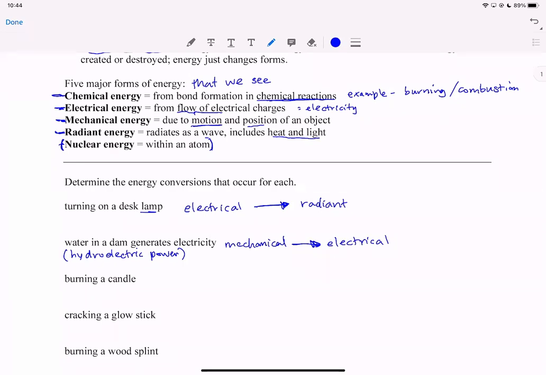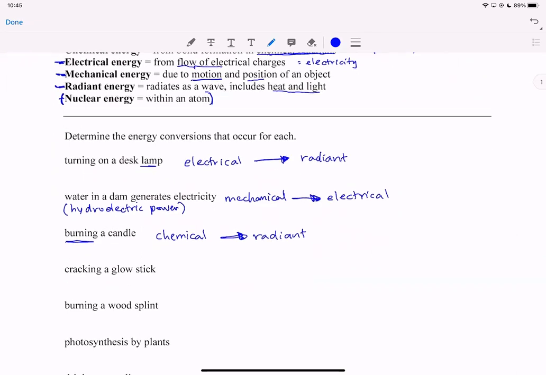How about when you're burning a candle? When you're burning a candle, you get light, you get heat from the flame. Anytime you have light and heat, you know that that is radiant energy. But where did that light and heat come from? It didn't come from nowhere. It comes from the reaction of burning. And remember, burning is a chemical reaction, and chemical reactions mean that you're looking at the source, which was chemical energy. Anytime you have a chemical reaction like burning, that's chemical energy coming from breaking bonds and forming bonds in the chemical reaction. So that's chemical energy.